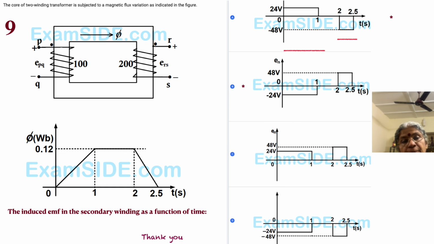Then when the flux waveform starts to descend, the total descent is in 0.5 seconds, and the descent value is 0.12. Again n d phi by dt, and n is again 200, because we are looking at the secondary only. So we have 200 multiplied by 0.12 divided by 0.5. It's going to be larger because the whole thing has happened in a shorter time span of 0.5 seconds, unlike the earlier case where we had 1 second. So the voltage is going to be 48, and it's going to be negative, because the slope is downward.